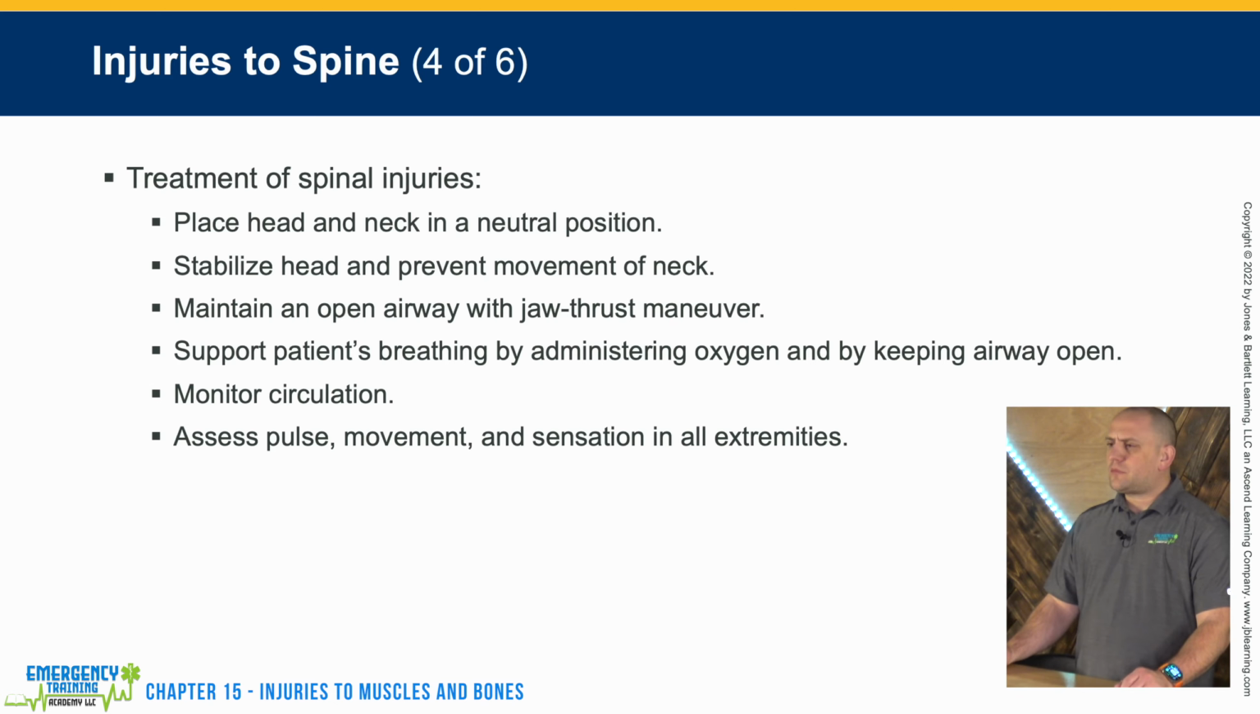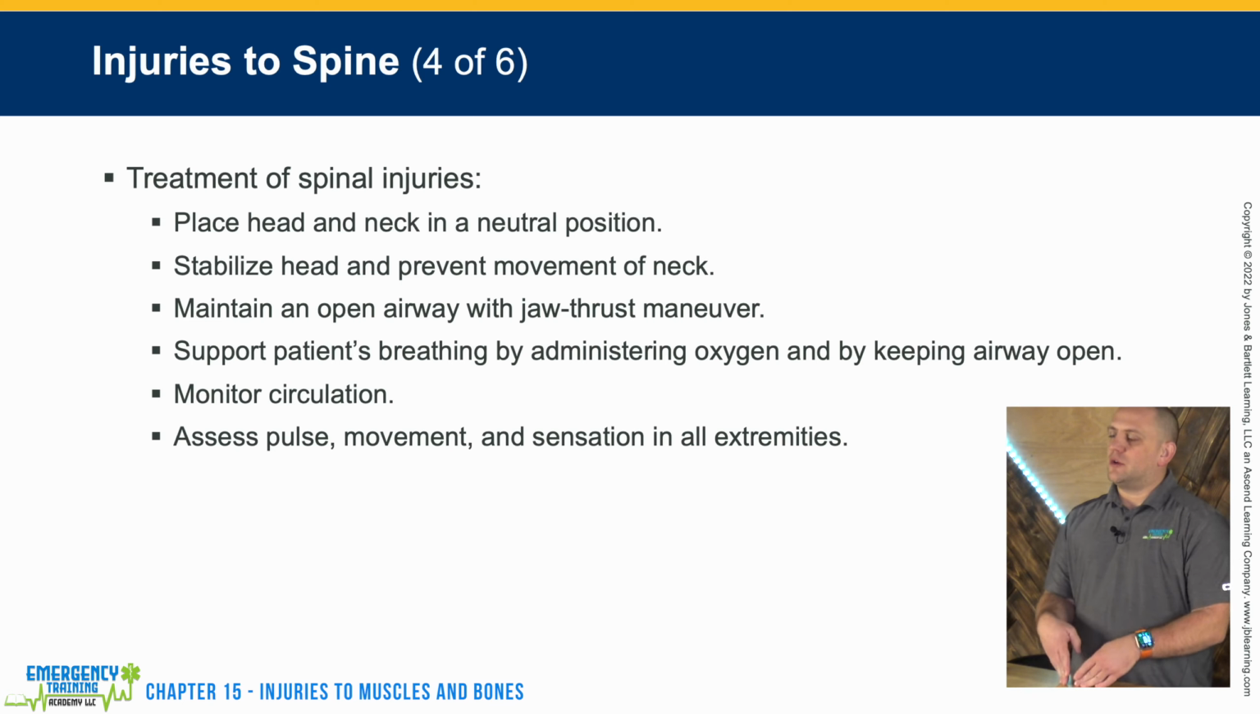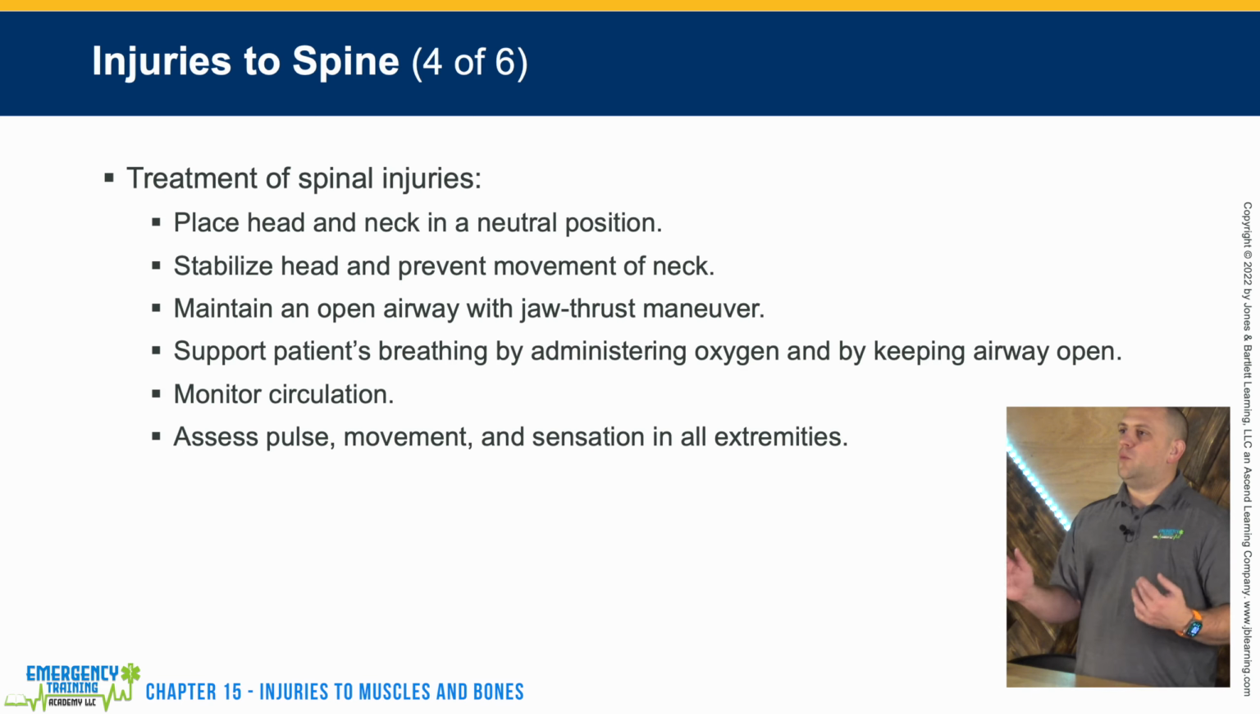With these patients, we want to assess their pulse, movement, and sensation in all of their extremities. Remember, we talked about checking it in the extremities that we were splinting earlier, but with our spinal injuries, we want to check and make sure that it's present in all of the extremities. And that way, if there is any movement and they lose it in one extremity or the other, we are able to share that information as we are doing patient handoff.